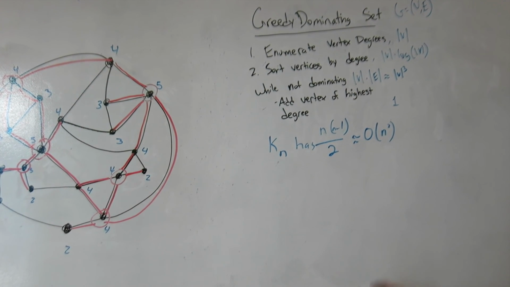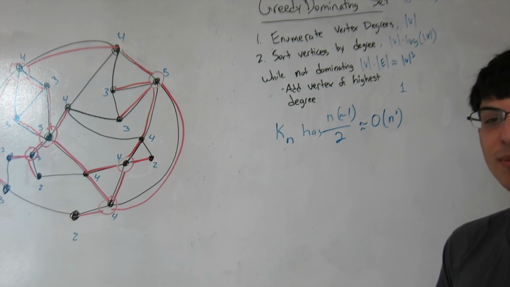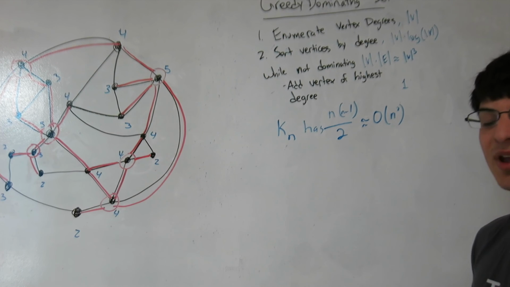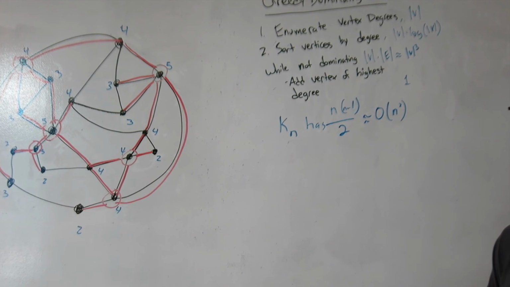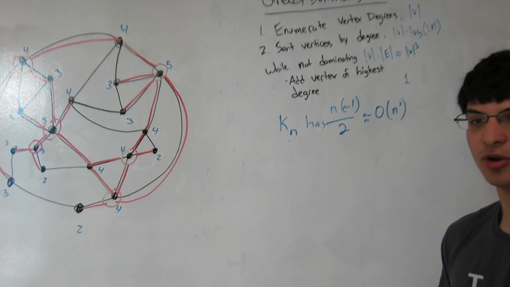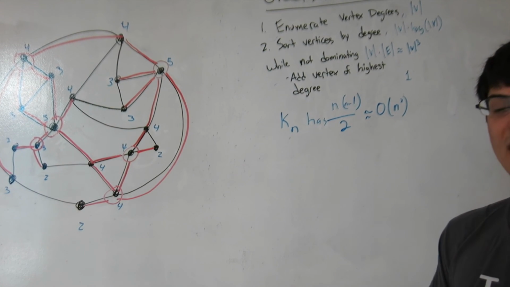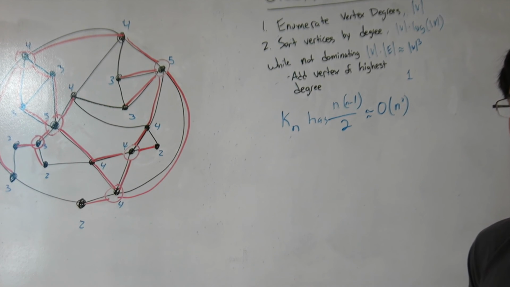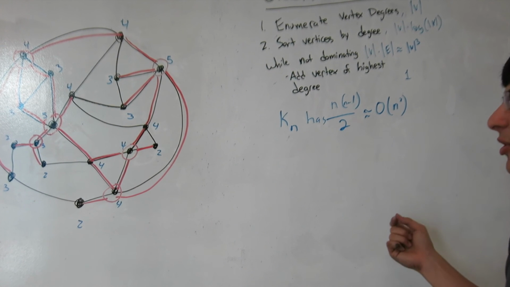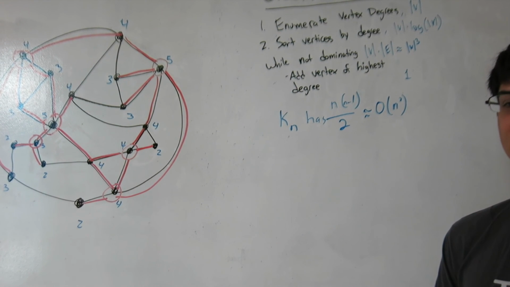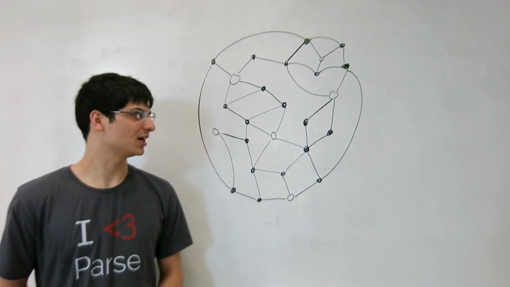However, it should be noted that this algorithm is approximate, not exact. It is not always guaranteed to return the minimal dominating set, because there may be cases where you want to, at one step in the algorithm, pick a worse vertex to add to your dominating set, one with a lower degree in this case, in order to have better choices later on in the algorithm. However, because this problem is NP-complete, there is no polynomial time algorithm to determine the minimal dominating set always. Here is an example graph where the greedy algorithm does not produce a minimal dominating set.